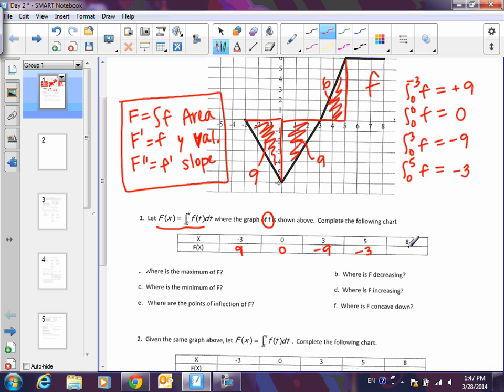All right, 8. That would be all the way to the very end. This is a 3 by 6, so that's 18. But I got to add it to the -3, which makes 15. Okay, any questions?